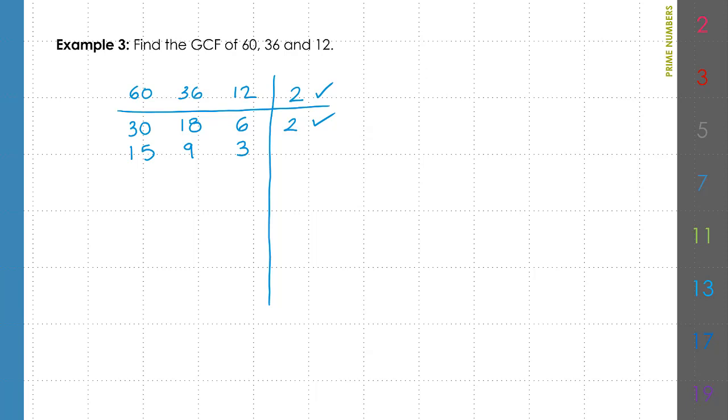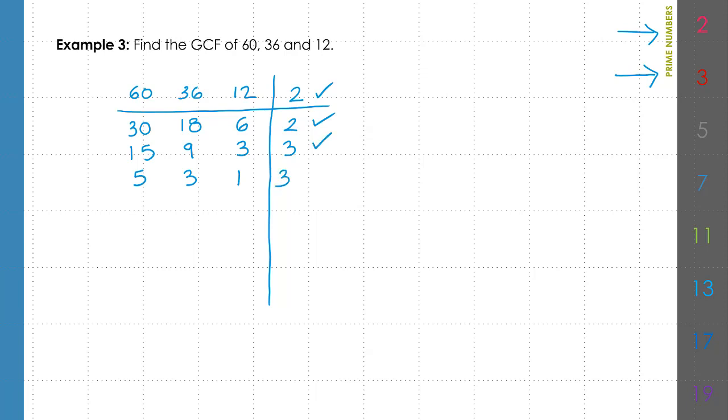Now we see that 15, 9, and 3 are not divisible over 2, so we check now with the next prime number, which is number 3. 15 over 3 is 5. 9 over 3 is 3. And 3 over 3 is 1. Again, the number divided every number, so we check mark.